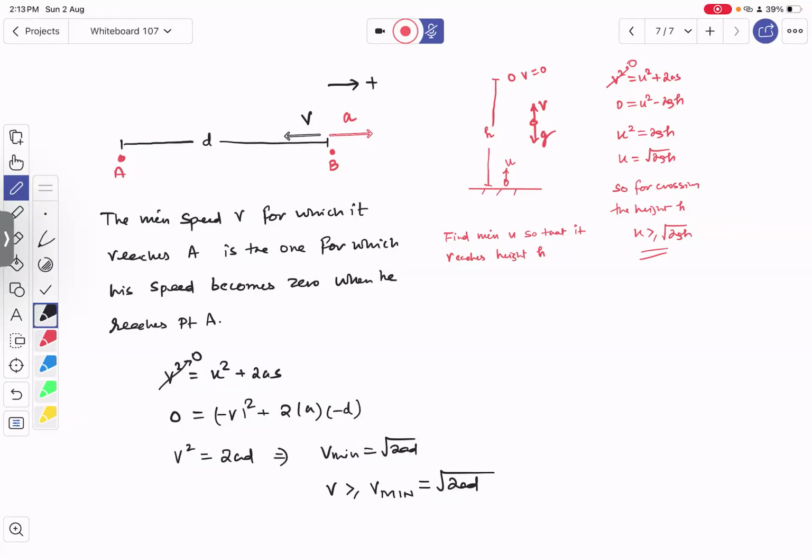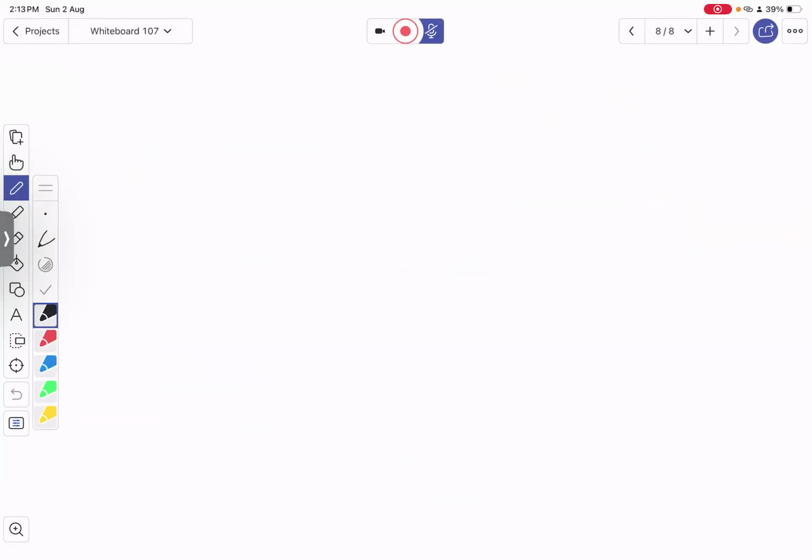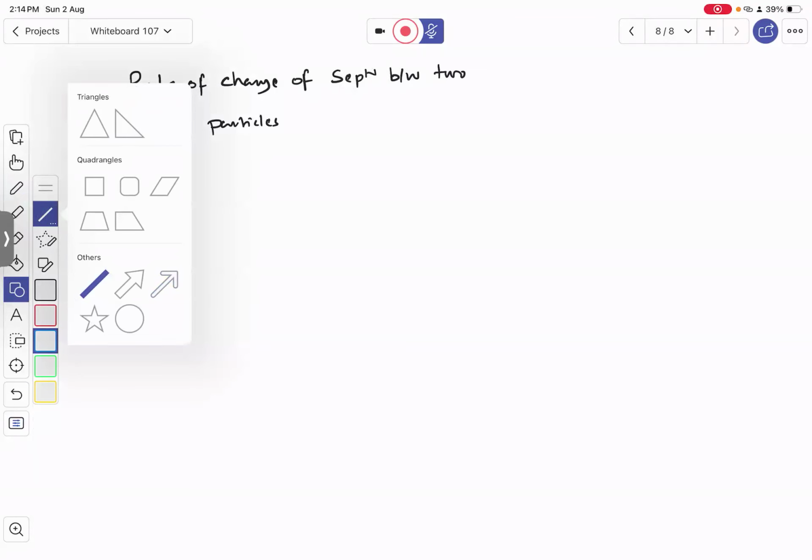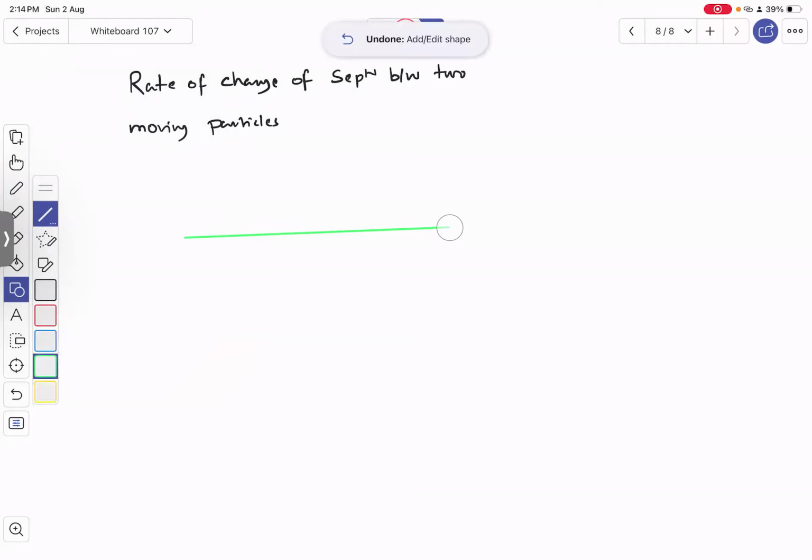I'll take a new page now. The next thing is finding out the rate of change of separation between two moving particles, or the rate of change of distance between two moving particles. So maybe I'll start with a simple case.